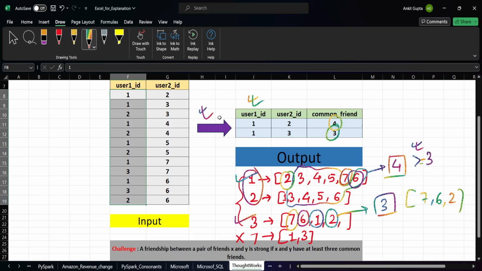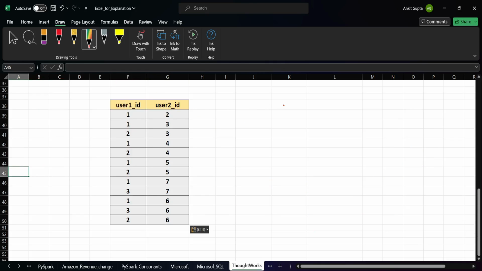To begin with the approach, let's understand the logic first. Here, if one is saying one is a friend of two, then two will also say I'm a friend of one, right? And the meaning of these columns is like, user one column is saying, hey, I'm having one and my friend is two. Similarly, I'm having two, my friend is three. Similarly, if we read from the other side, five will say, hey, my friend is one. Seven will say, hey, my friend is one, right?